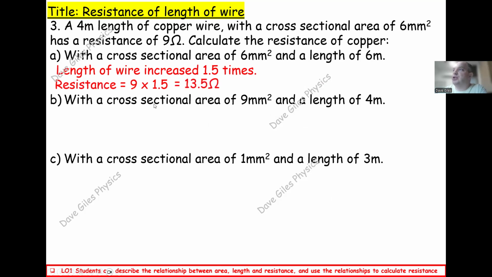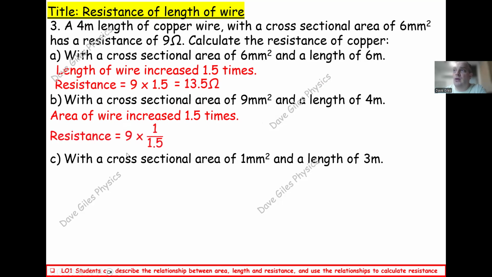Now we've changed the cross-sectional area, and the length is still 4 meters. So for the first one, we increased the length, kept the cross-sectional area the same. Now we are changing the cross-sectional area, but keeping the length the same. So the area of the wire is increased 1.5 times. Resistance is equal to 9 times 1 over 1.5, so 6 ohms.